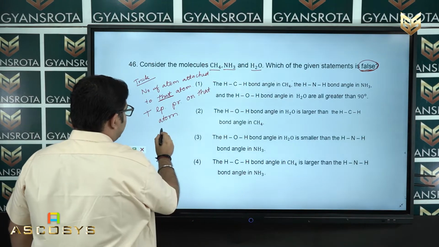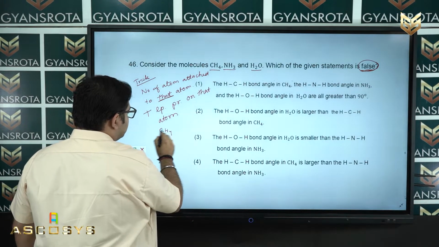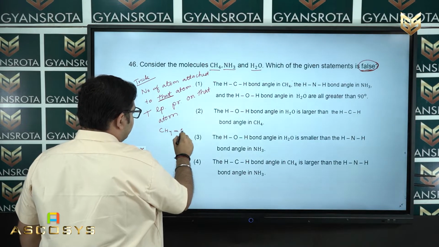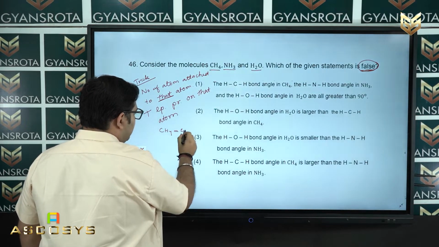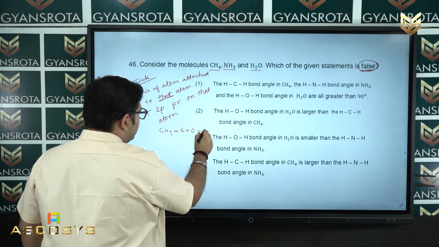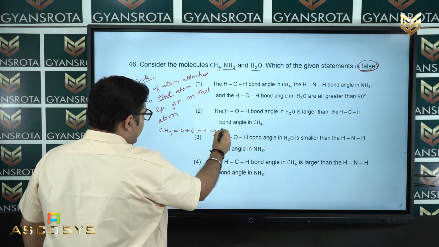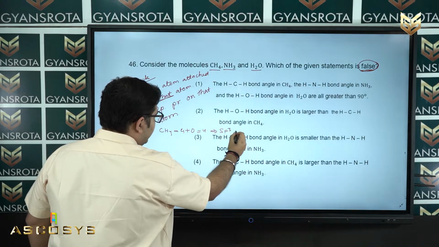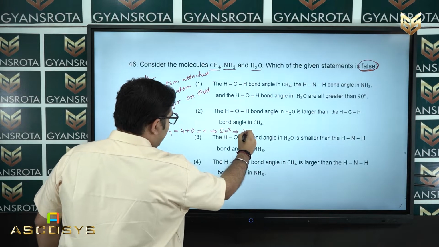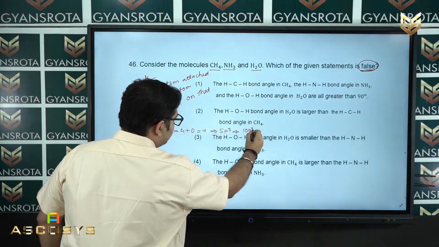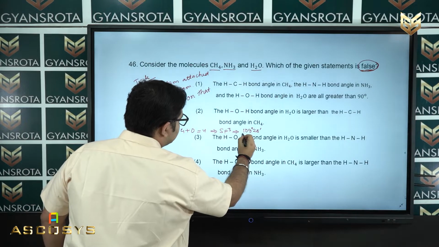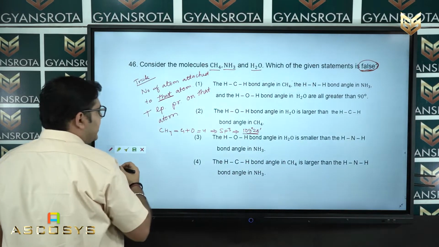Now, first let us take CH4. How many atoms are attached? 4. And is there a lone pair on carbon? No, so 0 lone pairs. So it is 4, and when it is 4, it goes to sp3. In sp3, what is the bond angle? 109 degree 28 minute. This is the bond angle of sp3 hybridization.